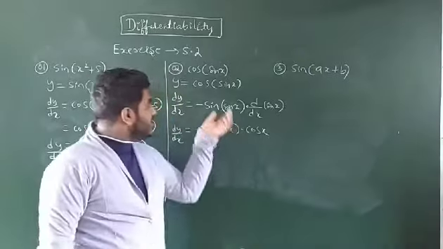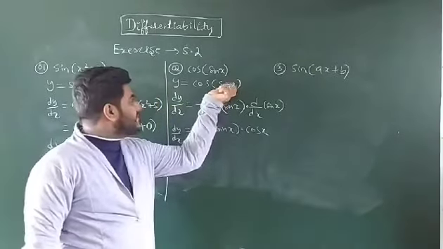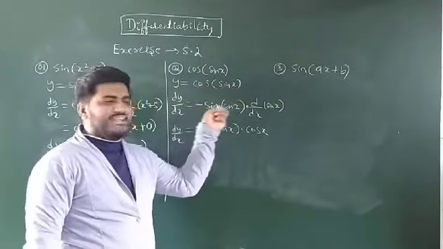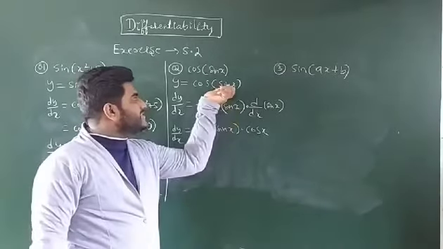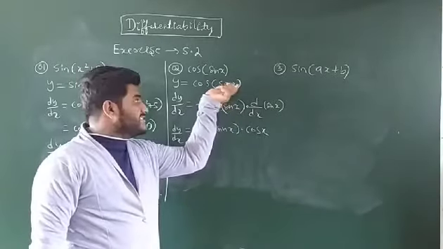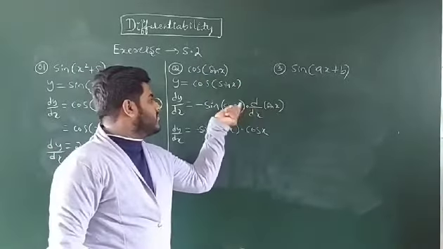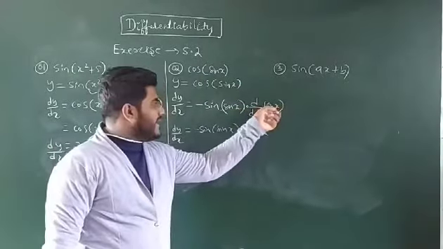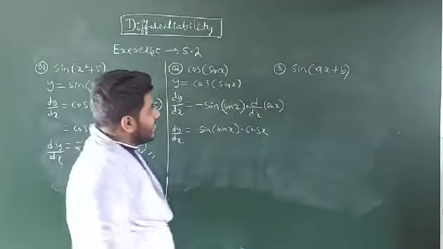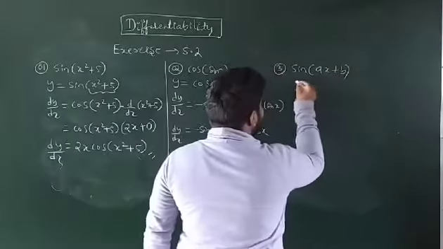I hope you understood. Treat this function as x. The differentiation of cos x is minus sin x. If it is just x, here it ends. But it is sin x, so according to the chain rule, we proceed again. d by dx of this function sin x. The differentiation of sin x is cos x. Right?